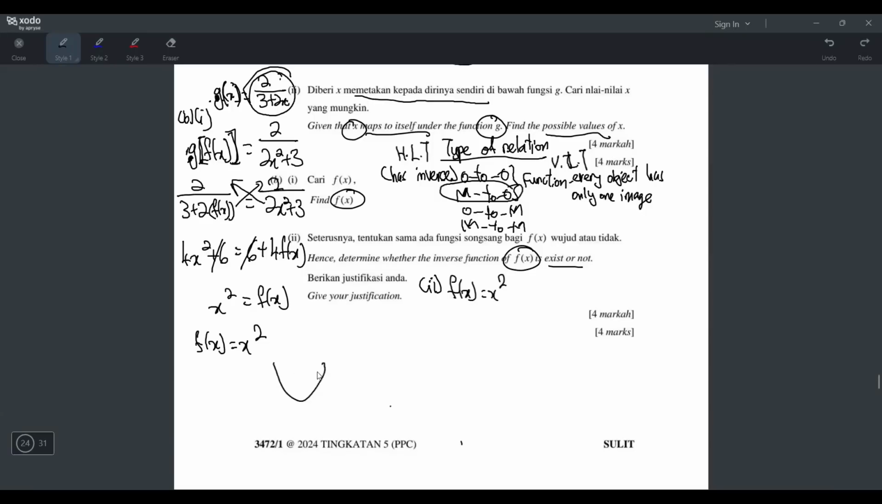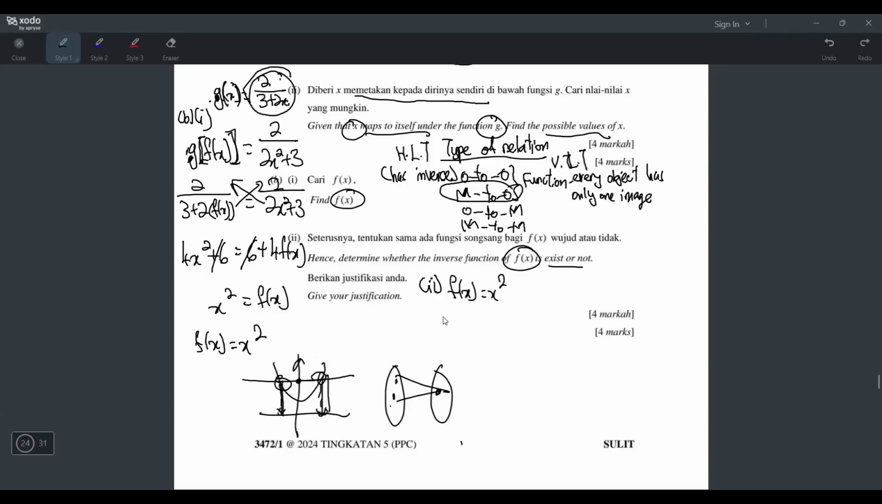Because when it looks like this, when you do the horizontal line test, it will cut at two points, right? It means two different x coordinates will give you one y coordinate. Two inputs will give you one output. It means it's a many to one. Actually every quadratic curve is like that. When you see a quadratic, automatically it is like this.